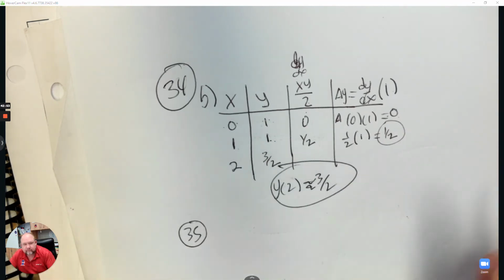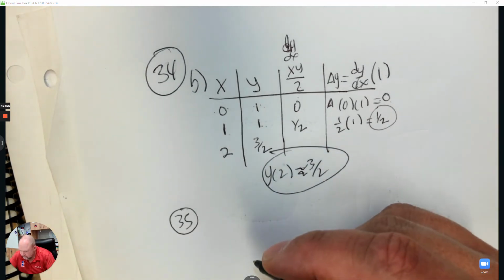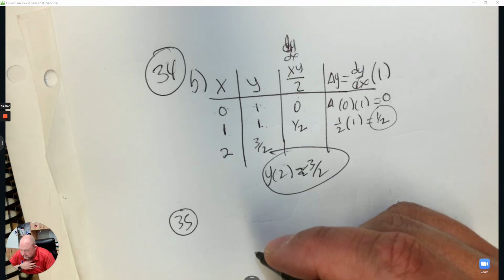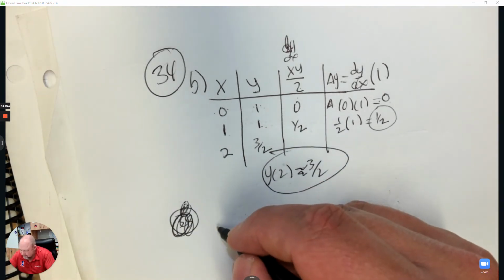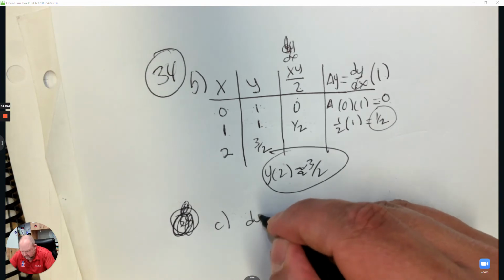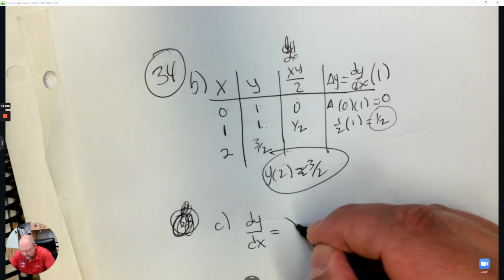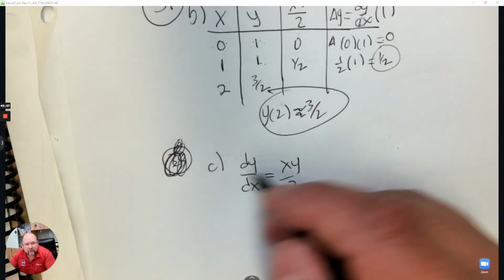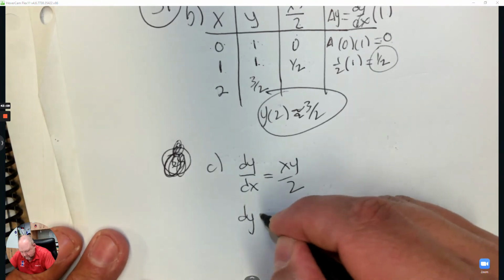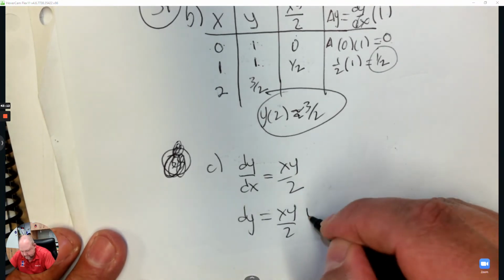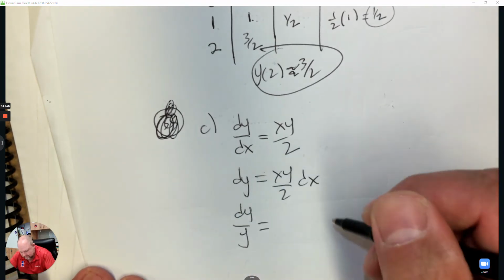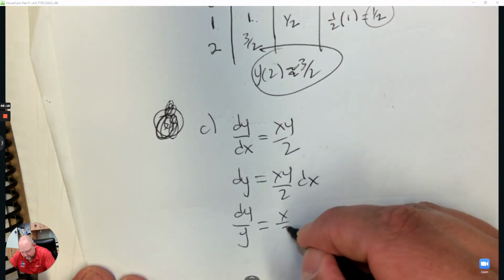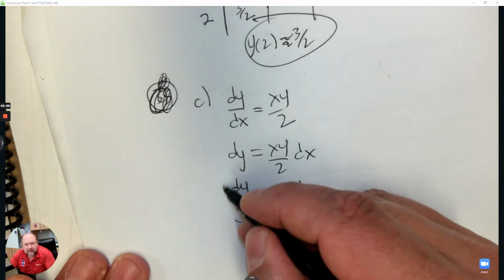35. The number of rabbits. Oh, I'm not done with 34. That was just B. Part C, solve the differential equation. I love solving differential equations. So we're going to multiply by dx. We're going to divide by y. And then I'm going to integrate this.